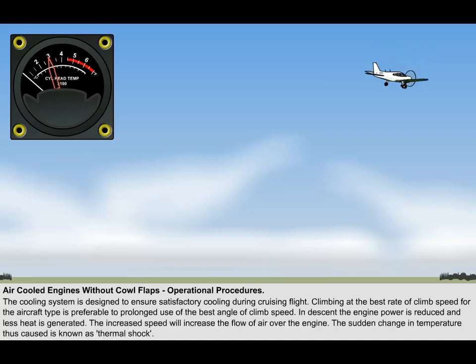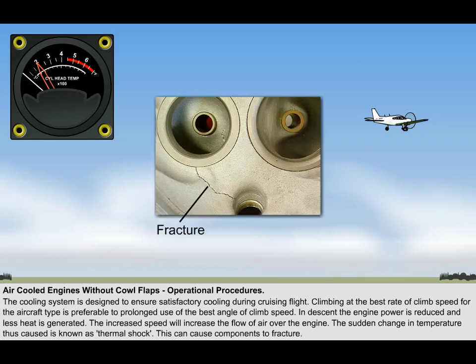Descending can also cause problems. Engine power is reduced and thus less heat is generated. If the aircraft is put into a dive, the increased speed will increase the flow of air over the engine and increase the possibility of overcooling it. The sudden change in temperature thus caused is known as thermal shock. This can cause components to fracture, particularly the engine cylinders.